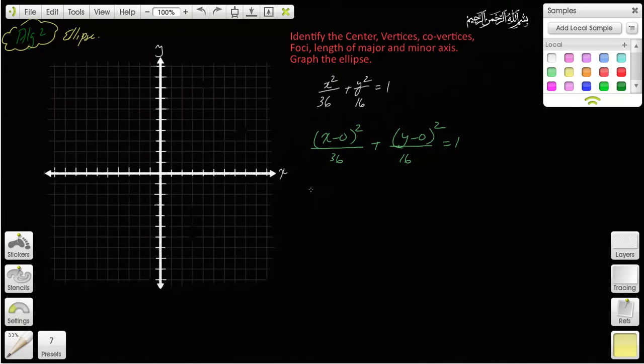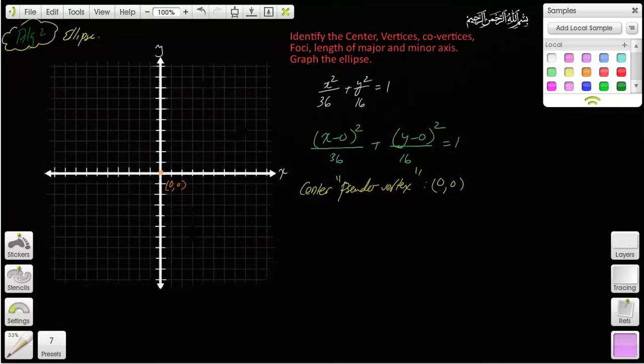So the center of the ellipse was easy enough. That's going to be our pseudovertex. The center, or we affectionately call it the pseudovertex, is going to be, in this case, 0, 0. So this ellipse is centered around the origin right here. So let's label that 0, 0.